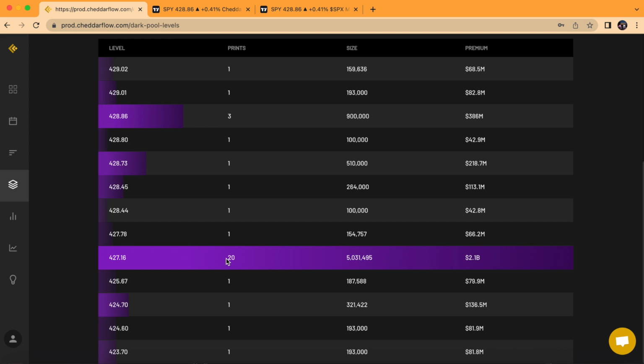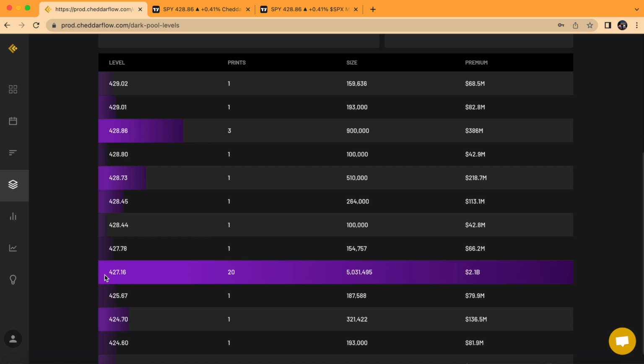We call signature prints when they have multiple, and then a singular is when there's only one print, like these over here. So each day we typically see signature prints hit the tape. This one had 20 different orders that made up $2.1 billion worth of premium, and this one was at 427.16. So this is a decent amount of premium for sure.